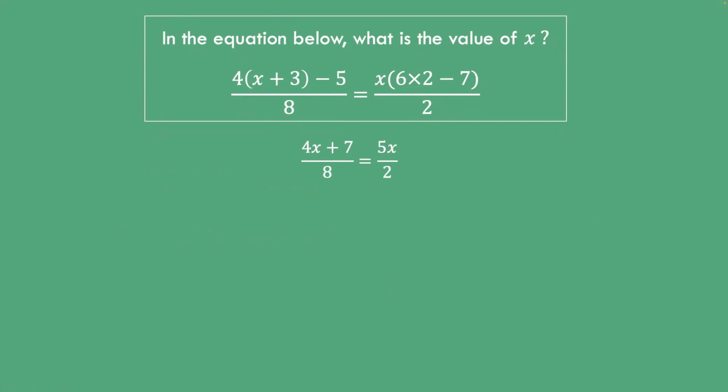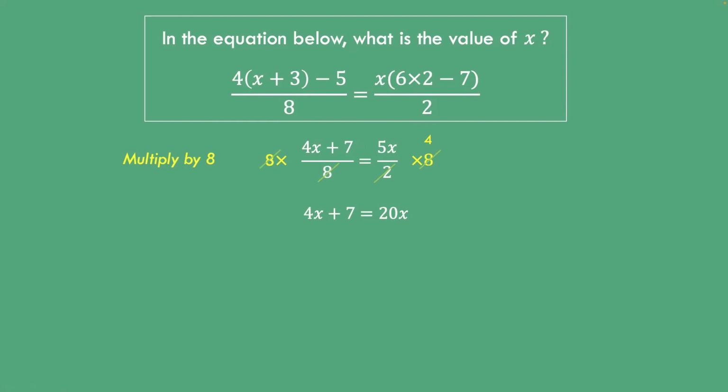Let's eliminate the fractions by multiplying both sides by 8, which is the least common denominator of 8 and 2. Multiplying the left-hand side by 8, the 8 in the denominator cancels out, leaving us with 4x plus 7. Multiplying the right-hand side by 8, we get 5x over 2 times 8, which simplifies to 5x times 4, resulting in 20x. So the equation becomes 4x plus 7 equals 20x.